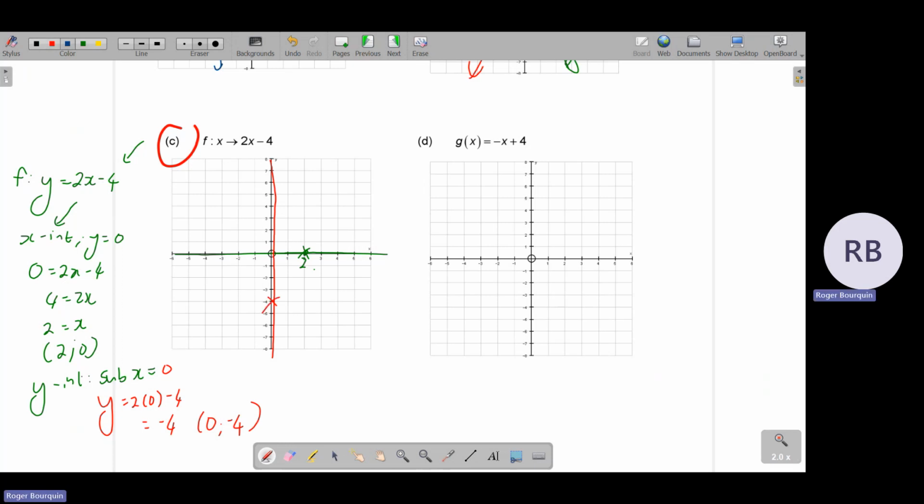Get your ruler, make sure these are labeled, -4 and 2, join them up, and that is the graph of f maps x to 2x minus 4. Which you could have also written as f of x equals 2x minus 4.